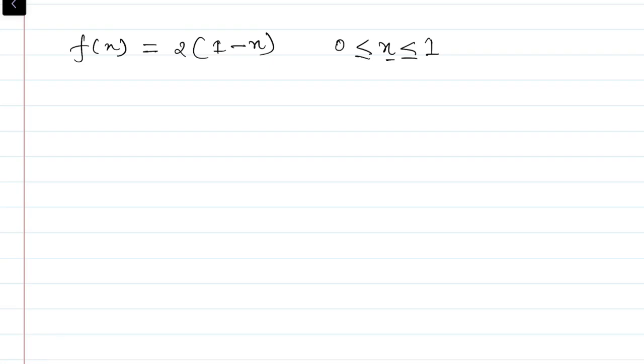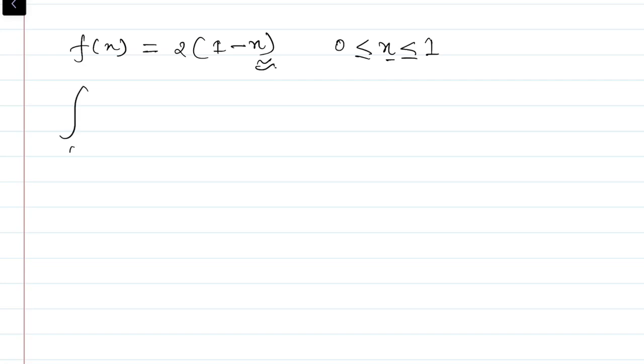So within this range, this function will be positive, right? So the first condition is satisfied. Now the second condition: we need to integrate this and show that the value of the integration is 1 to satisfy the PDF, right? Valid PDF.